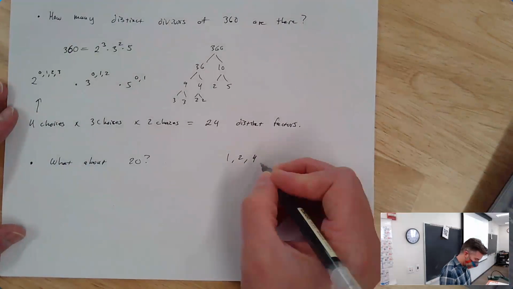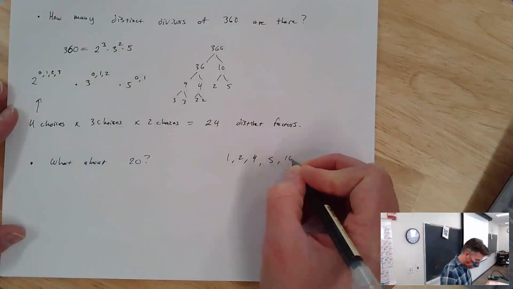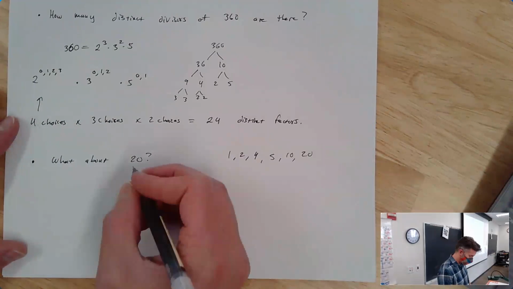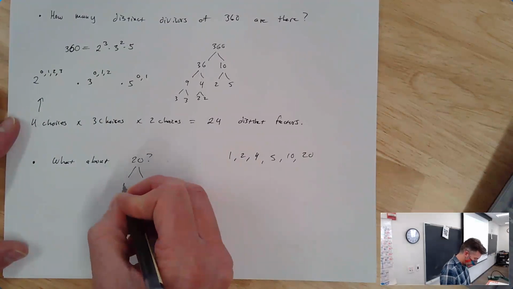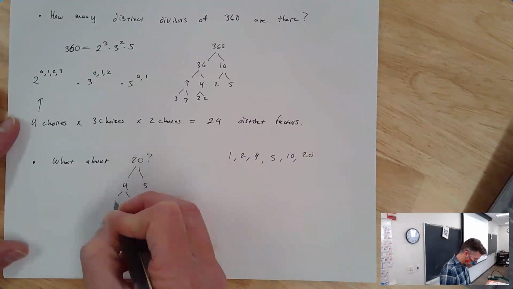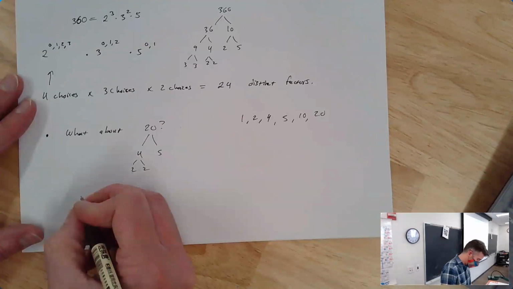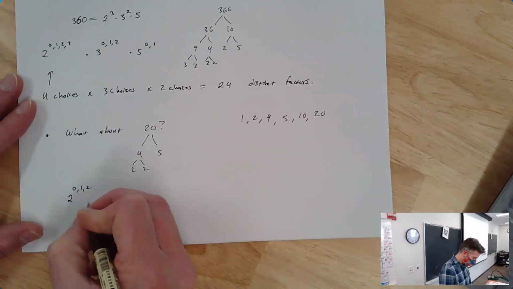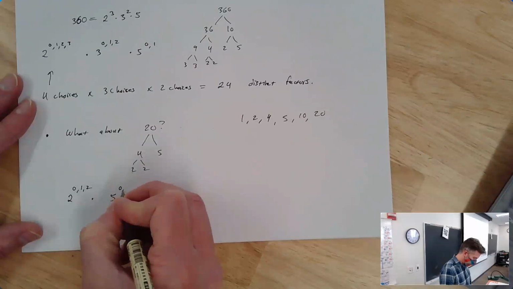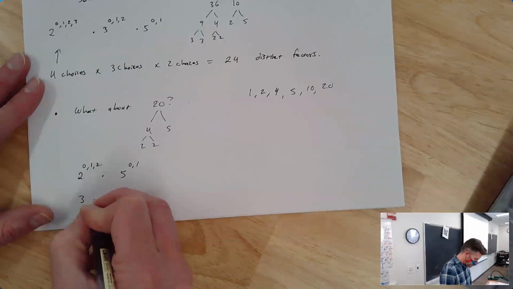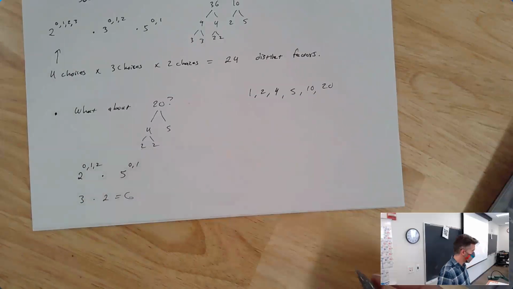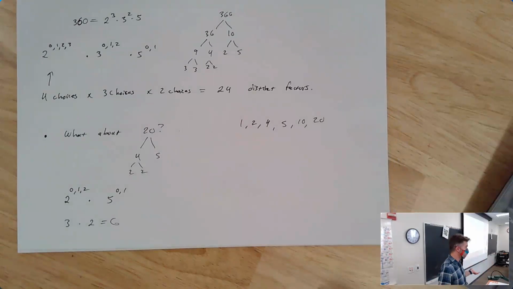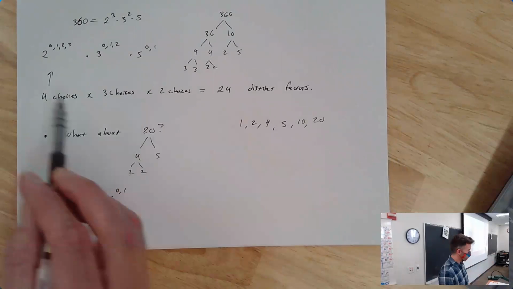So 1, 2, 4, 5, 10, and 20. But you could also do the same sort of thing where the prime factorization of 20 is 4 times 5, which is 2 squared times 5. So for 2, you could have 2 to the 0th, the first or the second. For 5, you could have 5 to the 0th or the first. So you have 3 times 2, which is 6 choices. There's 6 possible distinct divisors of 20. If it works here, it definitely works up here.